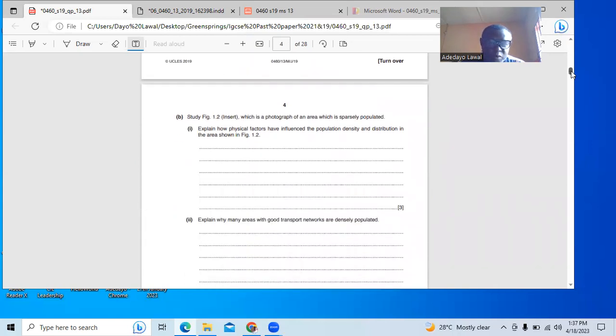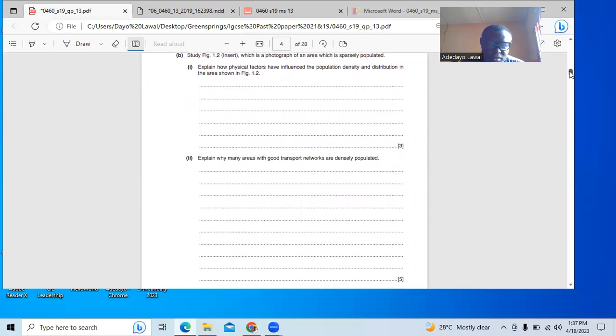Now, explain why many areas with good transport networks are densely populated. Geography is common sense. And geography, for somebody that can think, is not going to be a problem at all. Even if you are not a geography student, I believe you can answer this question. Why do many areas with good transport networks have dense population? Why do we need roads? Why do we travel? Why are roads built?